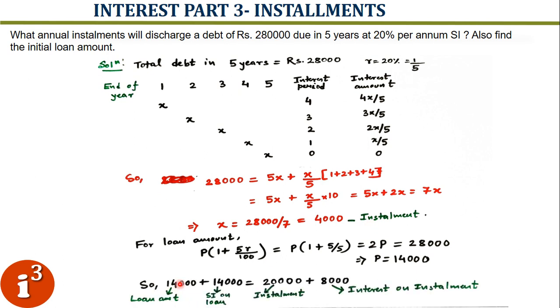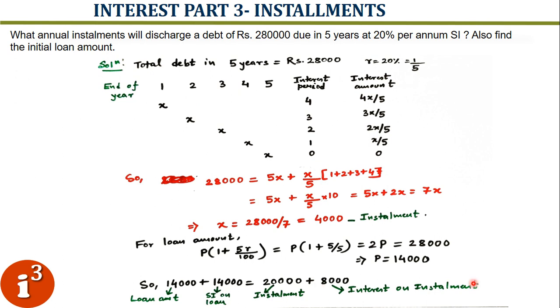14,000 was the initial loan amount. On this simple interest, the bank charged at 20% per annum for 5 years. 20% into 5 is 100%. So both are same. 14,000 and 14,000, this is the total the bank expects, or the total debt. You pay 20,000 as installments, 4,000, 4,000, 4,000. This generates an interest of 8,000. So ultimately you pay 28,000.